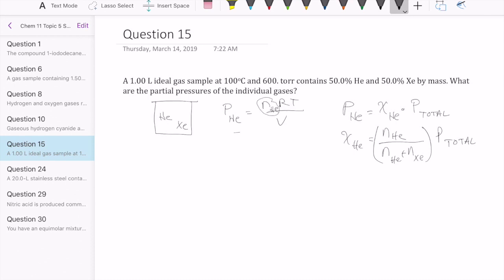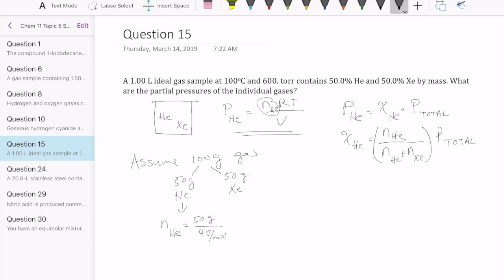But the problem with this approach is, a lot of times what people say is, well, let's just assume that we have 100 grams of the gas, right? Because it says that we have 50% by mass of xenon and 50% by helium. So let's say you do that approach. If you assume 100 grams of gas, then of course that would mean that 50 grams is helium and 50 grams is xenon. Now from here you can then calculate the number of moles of helium by taking 50 grams divided by the molar mass of helium, which is 4.